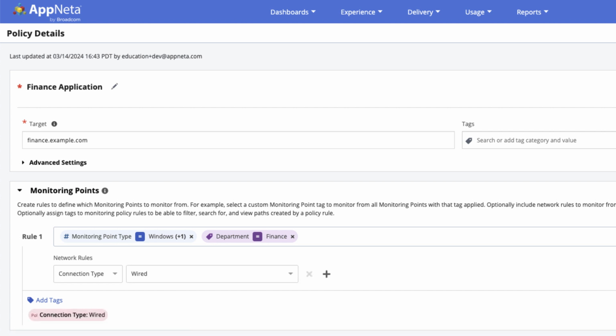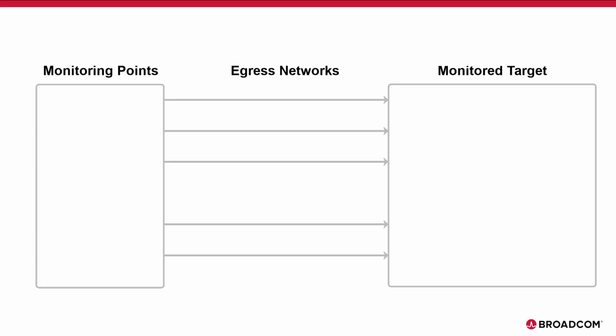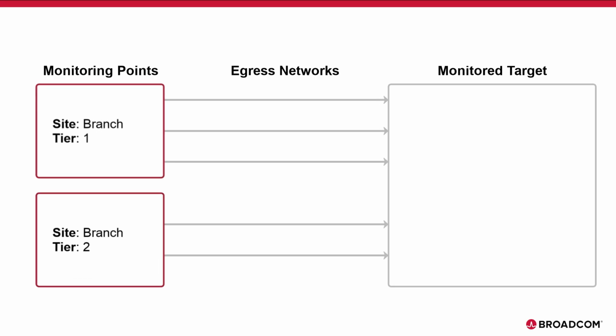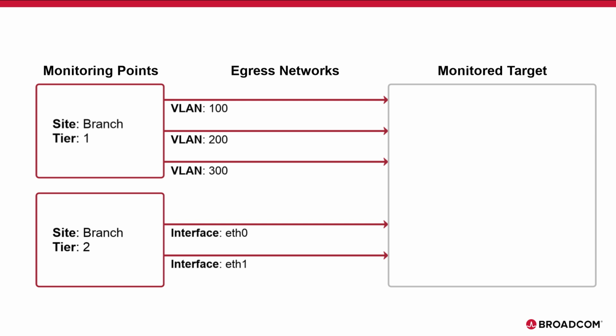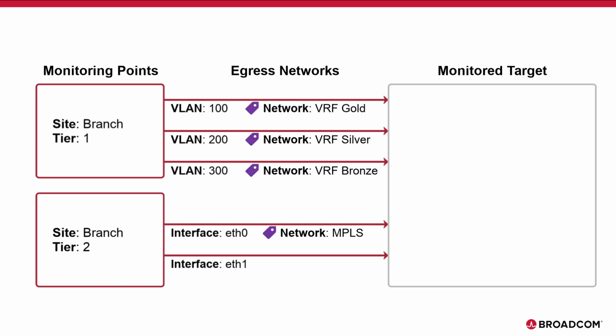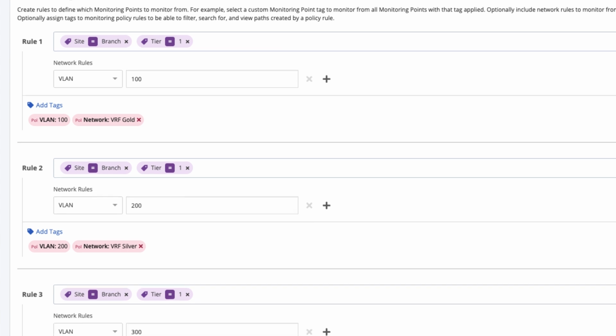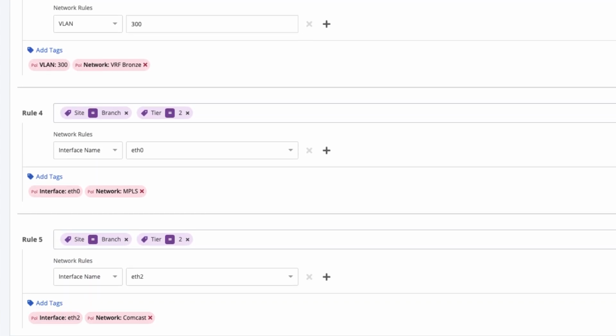The admin could also add a network rule for connection type equals wired if they only want workstations to monitor the application over a wired network connection. If monitoring points are deployed consistently at sites with multiple egress networks, admins can easily plan monitoring policies with network rules to monitor a target over specific egress networks, and assign custom tags to network rules within the policy to provide end users with meaningful context about the egress network. The policy for this plan would look something like this, with rules for each egress network.